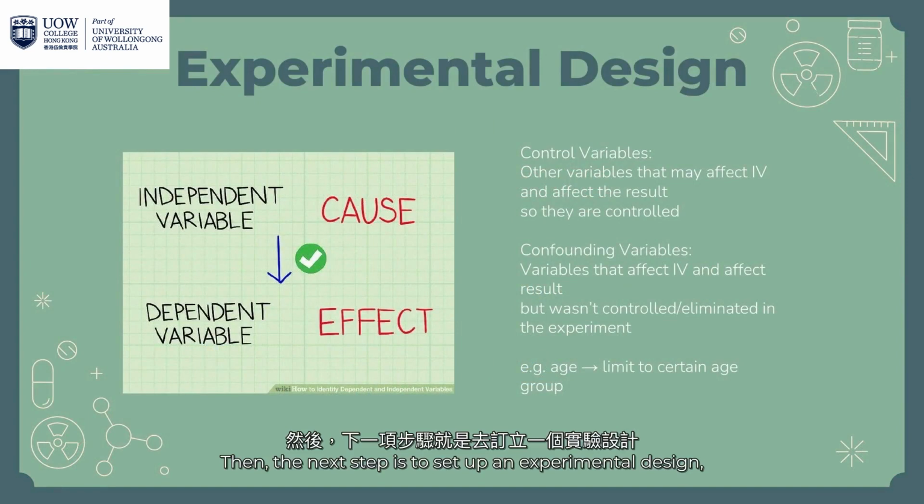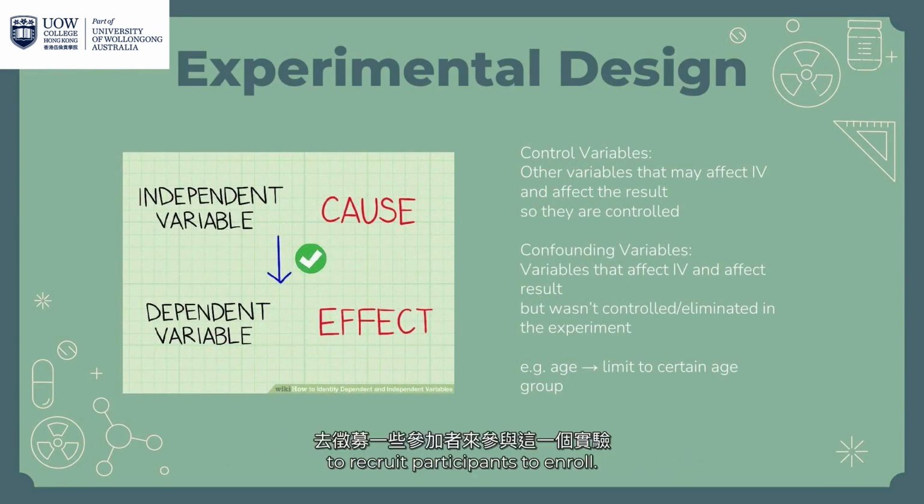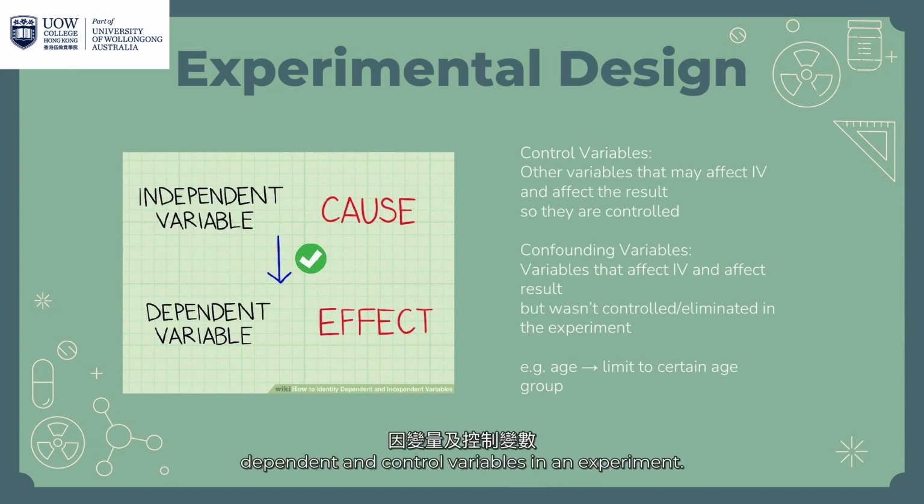Then, the next step is to set up an experimental design and recruit participants to enroll. There will be independent, dependent, and control variables in an experiment. The principle is that the independent variable, IV, has an effect on the dependent variable, DV, while control variables are variables that researchers think may affect the DV directly and ruin the result, so they decide to control them.